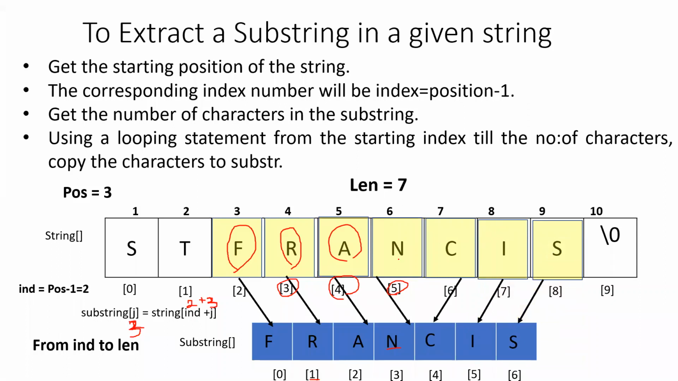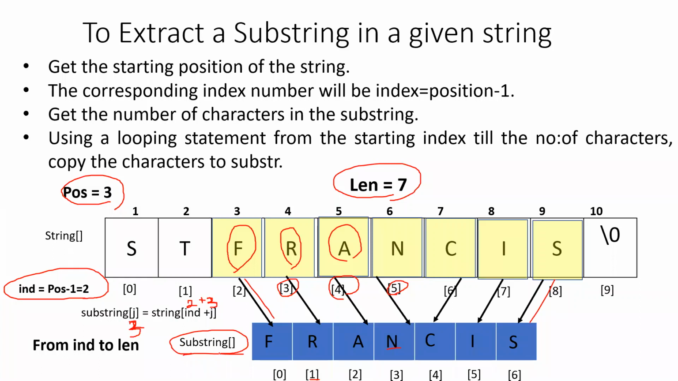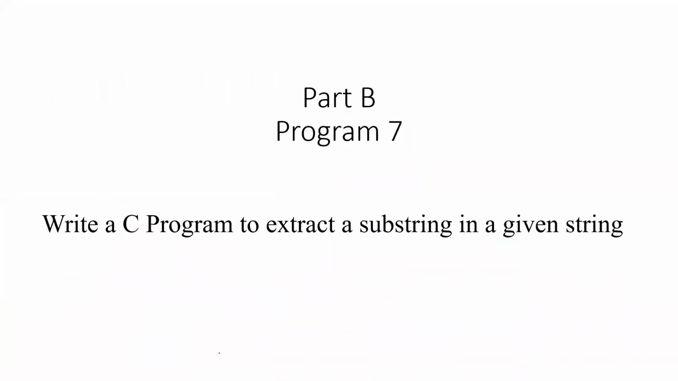So like this, you will be copying the characters to another substring character array. After that, to display the extracted substring, you can give a printf statement to print the substring. So this is the way you will be writing the program. Understood? First you will ask the user to enter the position, then we will convert that position into the index number. Then we will ask the user to enter the length of the substring. So from the starting index up to the length, we will be copying one character at a time to another character array called substring. So now this is part B, program number 7.